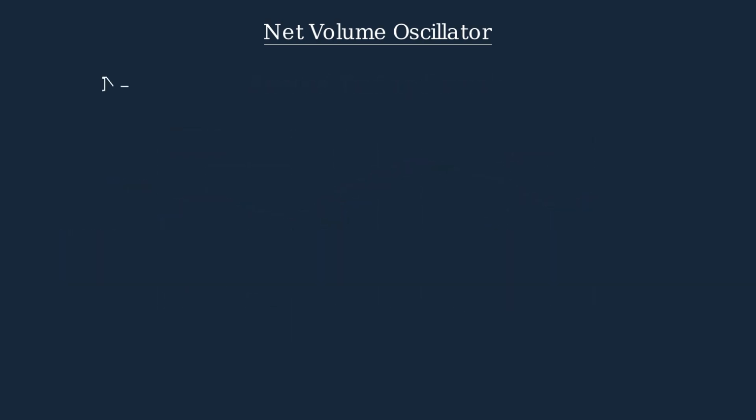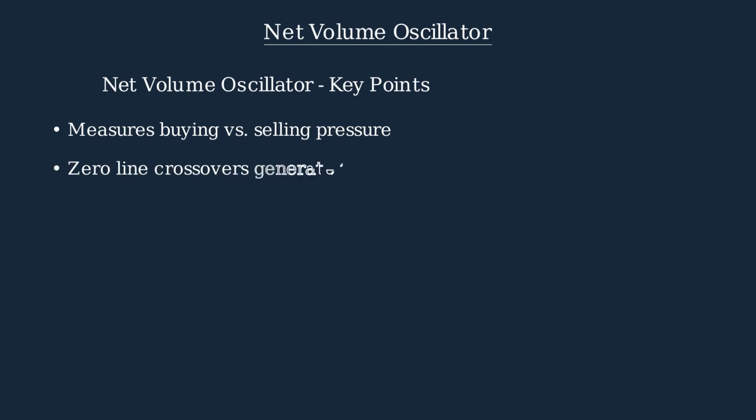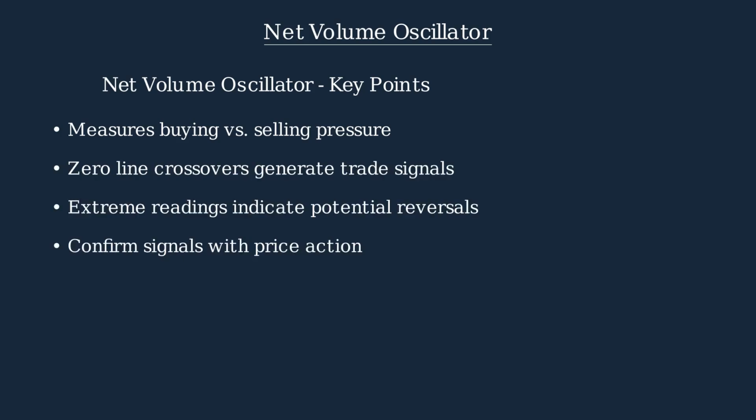To summarize, the net volume oscillator is a powerful tool that measures buying versus selling pressure. Zero-line crossovers generate potential trade signals, while extreme readings can indicate market reversals. Always confirm these signals with price action for best results.